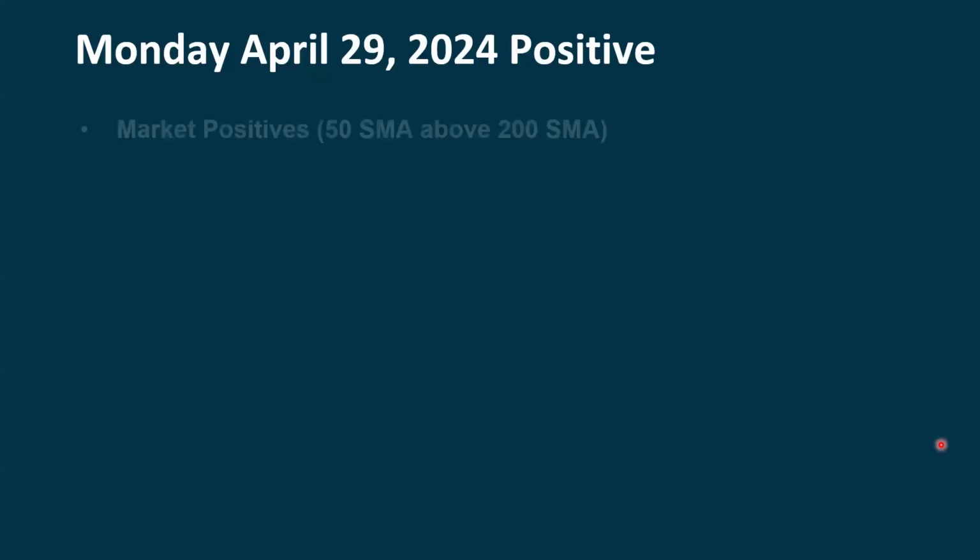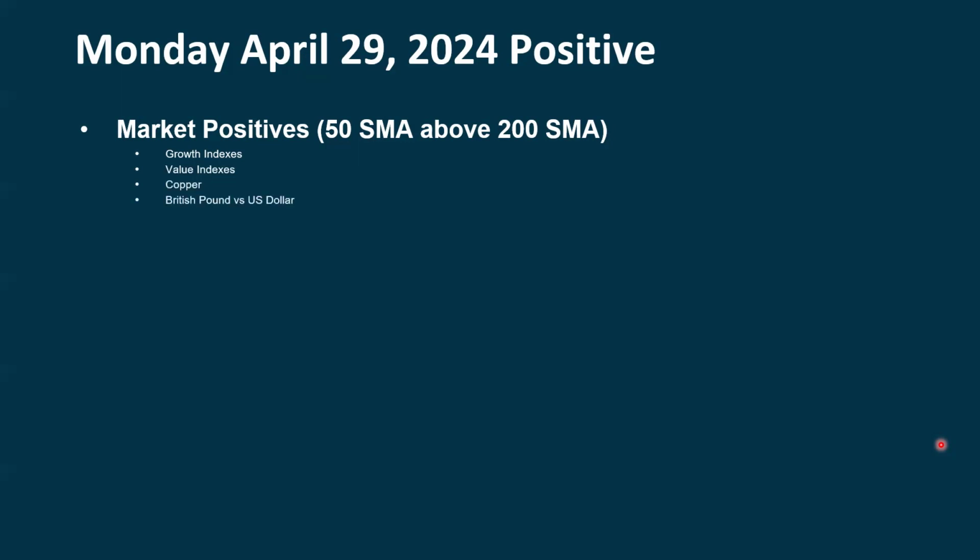Then at the very end, I take a list and I make all the positive things on one list. And my definition of positive is when the 50-period simple moving average is above the 200-period simple moving average. And this list is quite long right now. That's why the type is so small here. Growth is in an uptrend, value is in an uptrend, copper's in an uptrend, the British pound compared to the dollar, gold, silver, the dollar's in an uptrend, the CRB index, the big software companies, the mega caps, the FANG index, even ARK, it's seeing some weakness, but it's still in an uptrend.